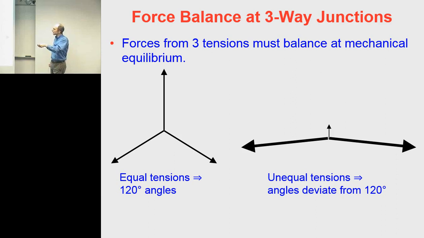So if they all three have the same tension, then I need 120-degree angles, so these three vectors add up to 0. On the other hand, if I see something more like this, with two edges that are close to parallel and a third one that's close to perpendicular, this is telling me that the tensions on the two parallel edges must be much higher than the tension on the third edge, because otherwise they couldn't possibly sum to 0.